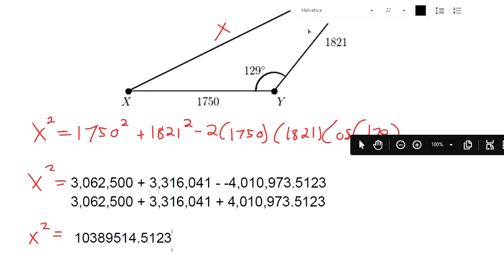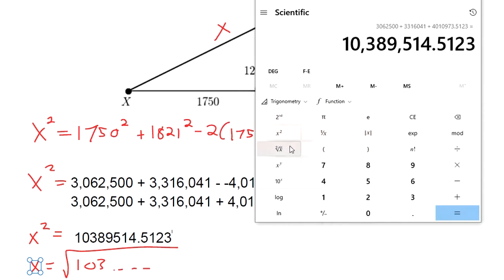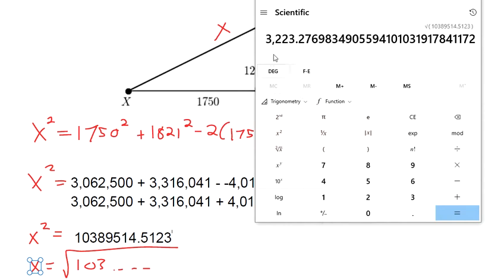And then we need to use a square root to cancel out that squared. And we'll only take the positive option. Okay, you get the idea there. So use the square root, 3,223.2769.